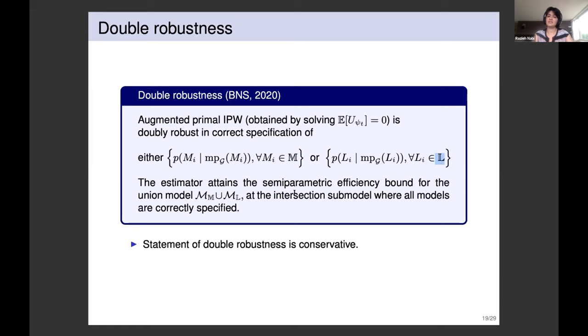And this estimator attains the semiparametric efficiency bound for the union model, in the intersection submodel where everything is correctly specified. So the statement of double robustness is conservative, again, because we can sometimes have simplifications of the graph itself or the influence function itself to gain some sort of freedom in specification of pieces.